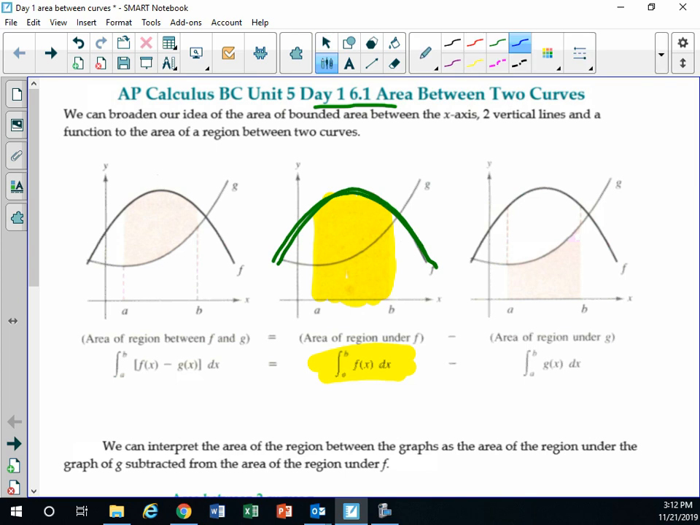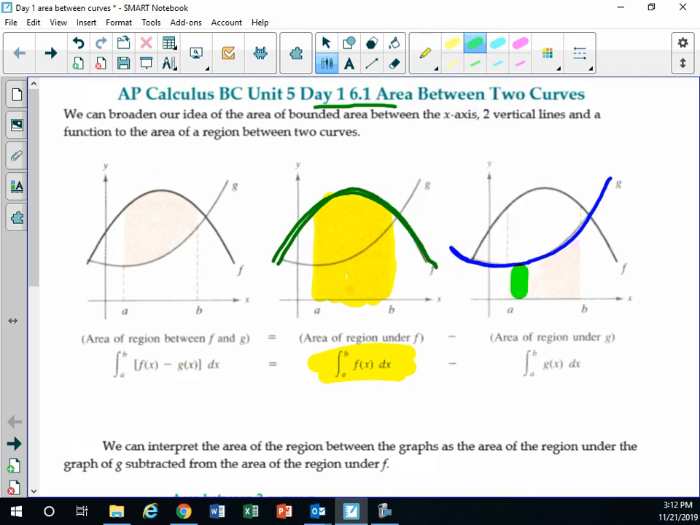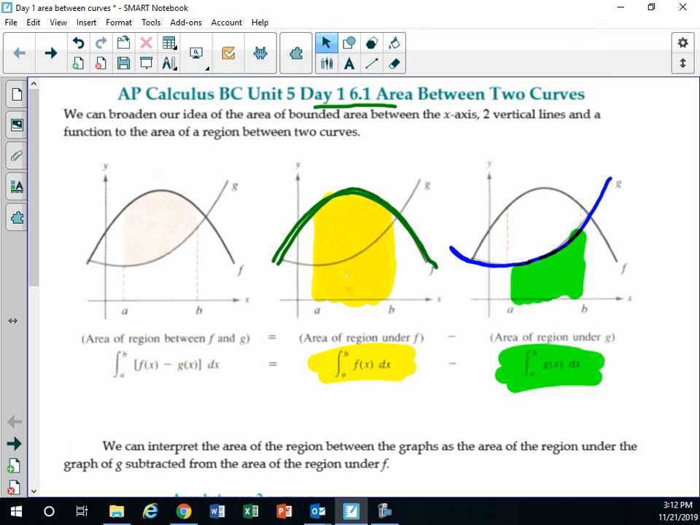Now let's talk about G. So G is this graph right here. And if I'm talking about the area for that graph, that means that I'm talking about this area from A to B. That's this area right here. So that's this area. Well, what happens if I want literally this area? How do I get this area?